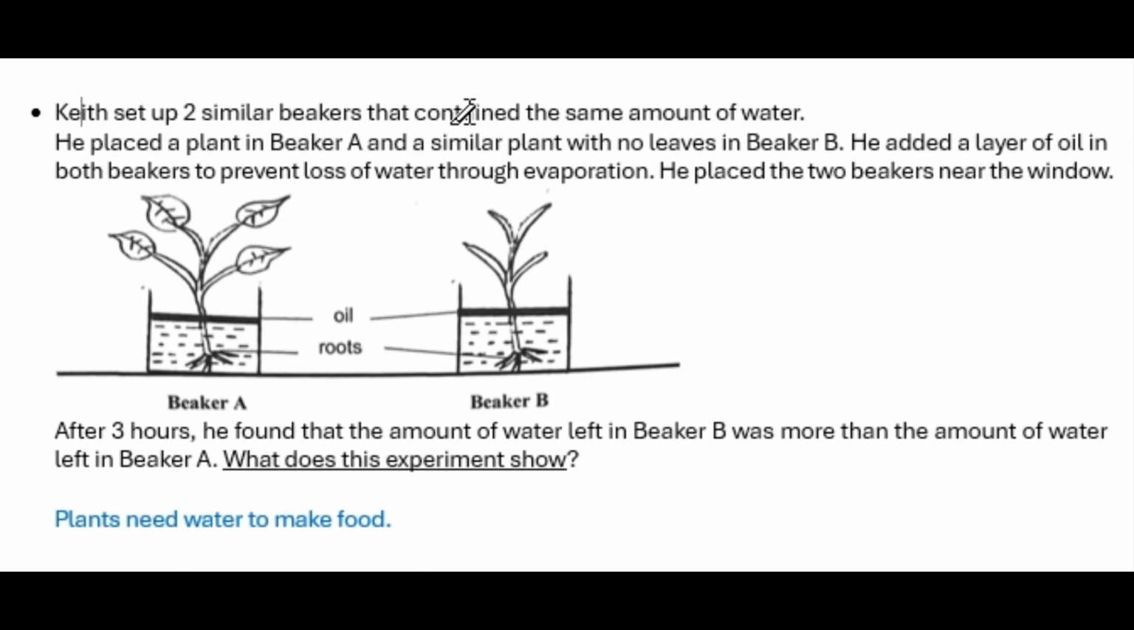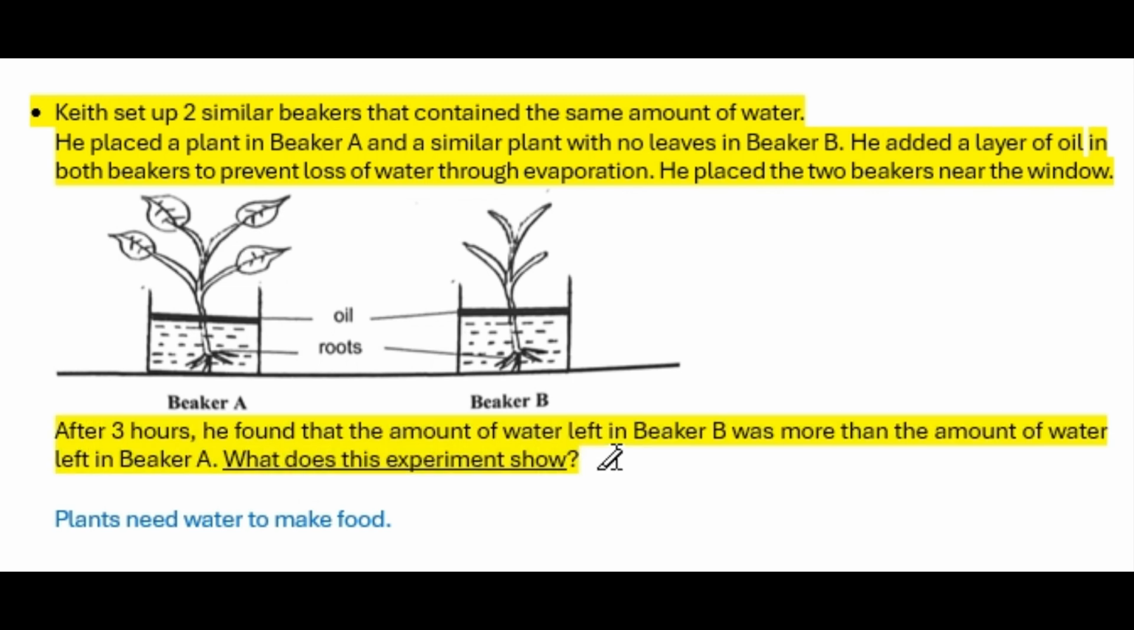Keith set up 2 similar beakers that contained the same amount of water. He placed a plant in beaker A and a similar plant with no leaves in beaker B. He added a layer of oil in both beakers to prevent loss of water through evaporation. He placed the 2 beakers near the window. After 3 hours, he found that the amount of water left in beaker B was more than the amount of water left in beaker A. What does this experiment show? Plants need water to make food.